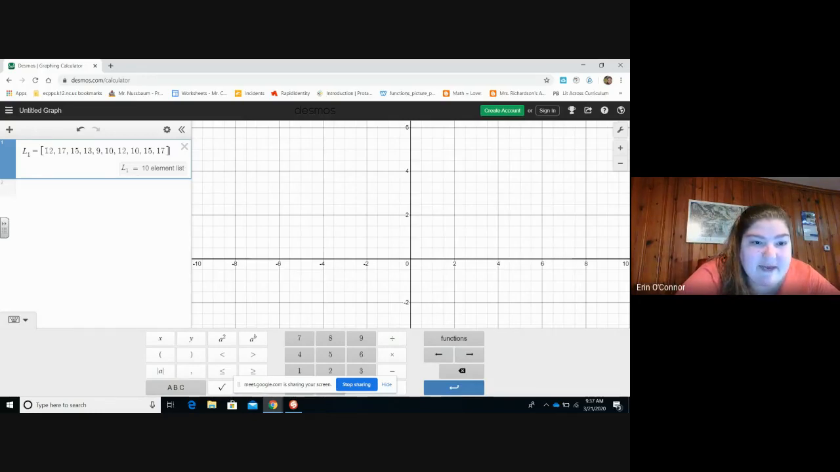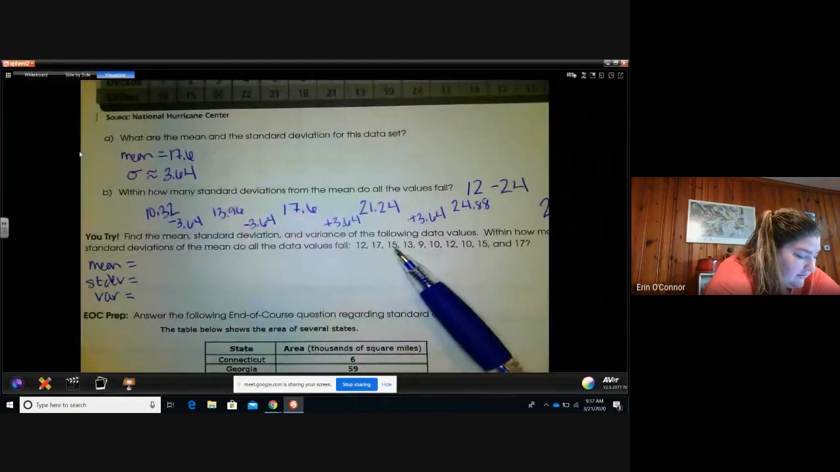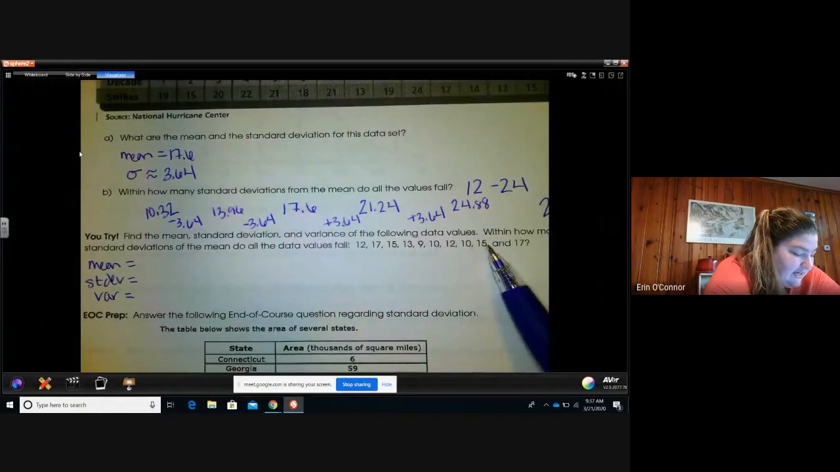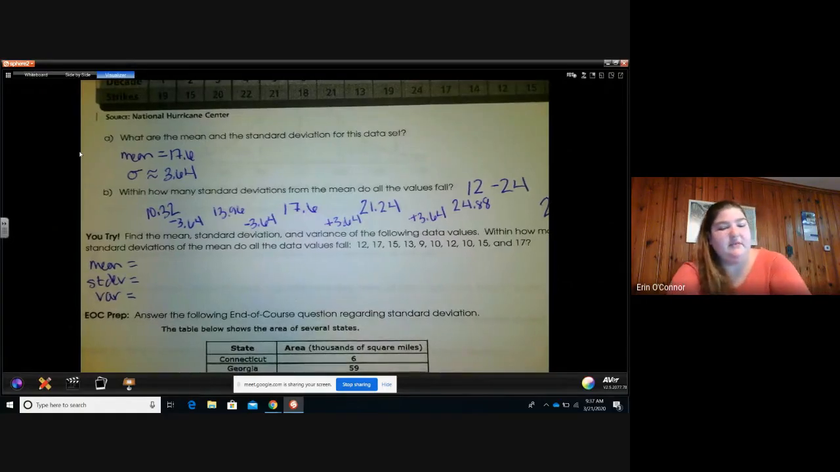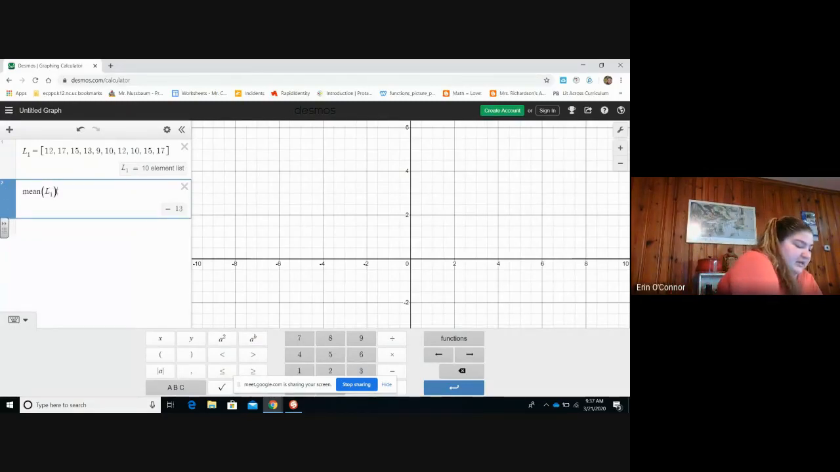So now that we have that, you have 10 numbers. Make sure you have 10 numbers on your screen. So we have 1, 2, 3, 4, 5, 6, 7, 8, 9, 10. So let's find these important numbers. So first we're going to find the mean. Remember, type in mean and then L1 because this is our first list. And the mean is 13. Make sure you write that down.